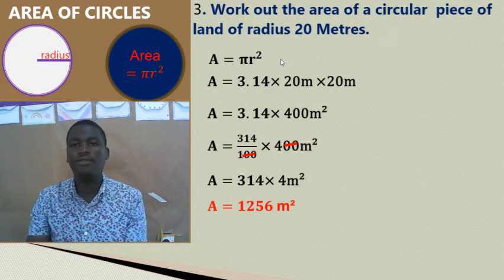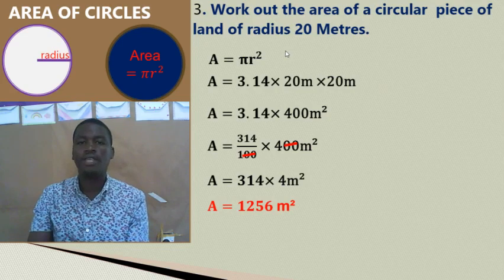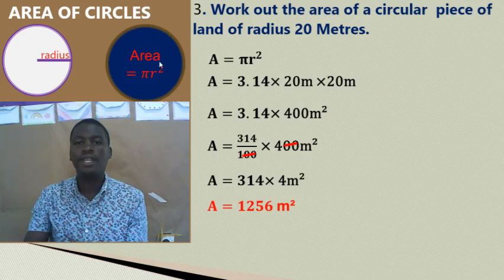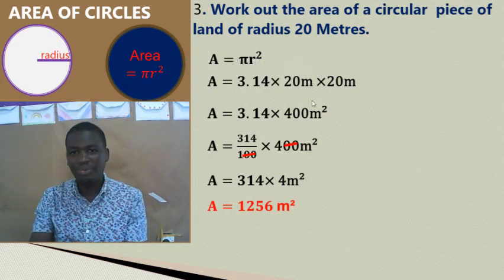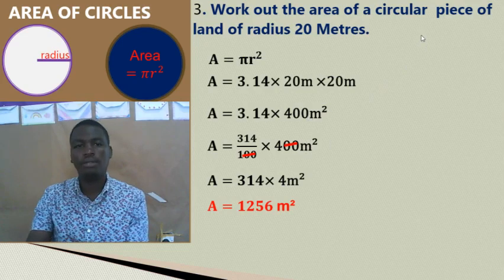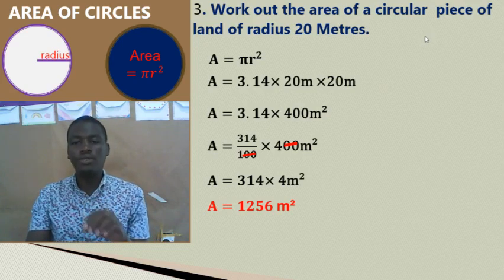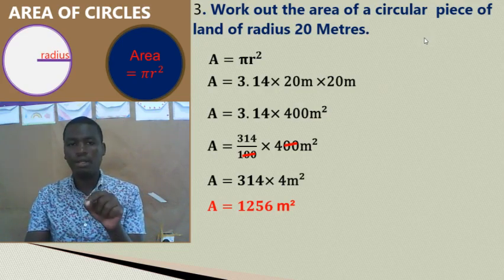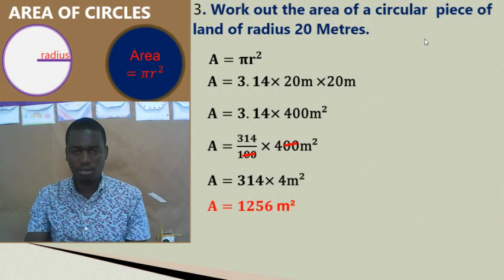Look at how we have summarized. Work out the area of a circular piece of land of radius 20 meters. If my circular piece of land was like this one here, what are we supposed to do? We have to follow this saying, the area is equal to pi r squared. Substitute, multiply, and go to the final answer. There we shall be able to find the area. By the time you follow through the lesson up to example 3, you should be able to answer any question related to the area of a circle.